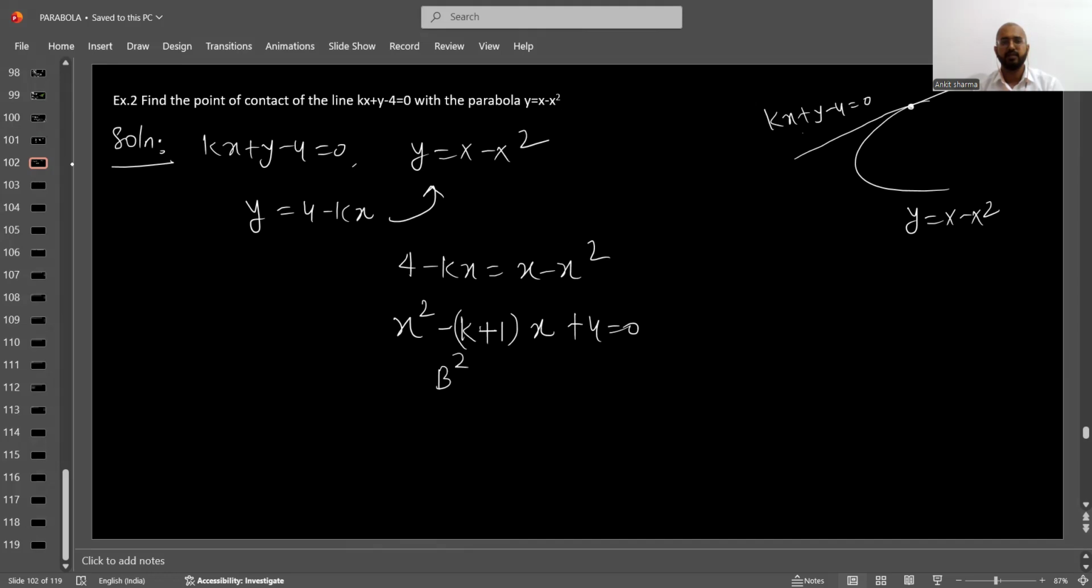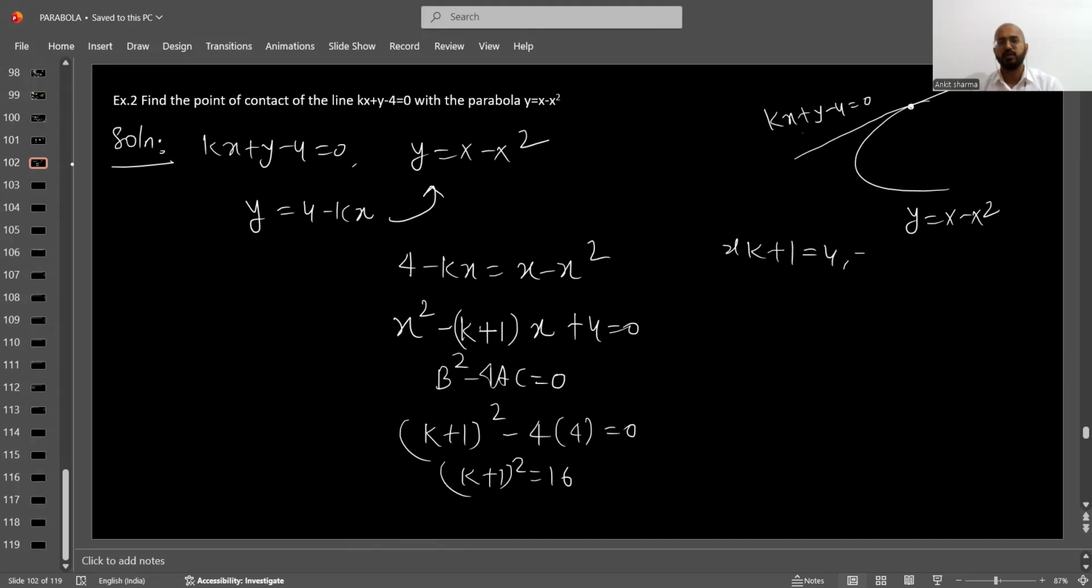So from here I'll solve for b square minus 4ac is equal to 0. So when I'm saying my line is tangent, that means it should have only one common solution. So b square minus 4ac is 0. So this turns out to be (k minus 1) square minus 4 into 4 is equal to 0. So (k plus 1) square is equal to 16. So from here we get k plus 1 is equal to 4 comma minus 4. That means k is equal to 3 comma minus 5. So this is the point of contact of this line.